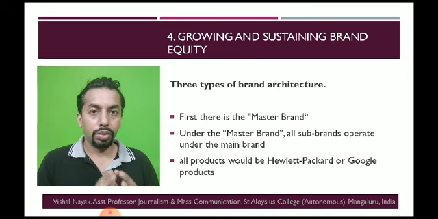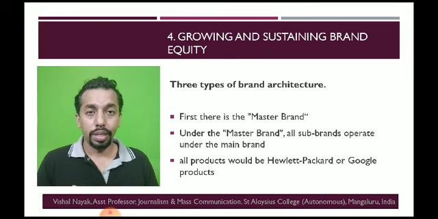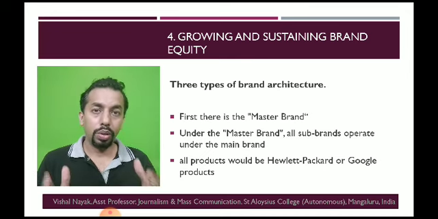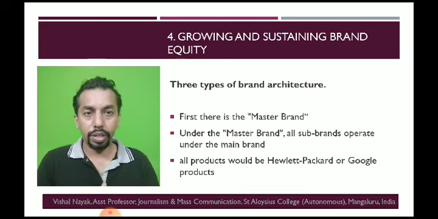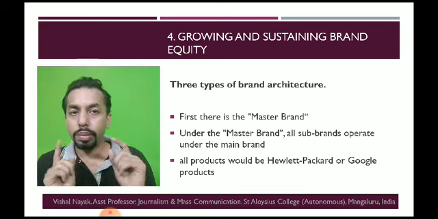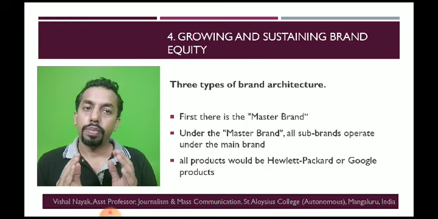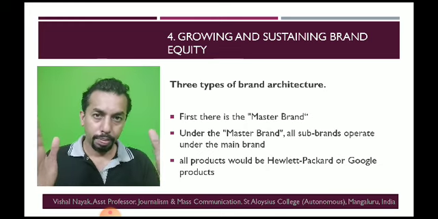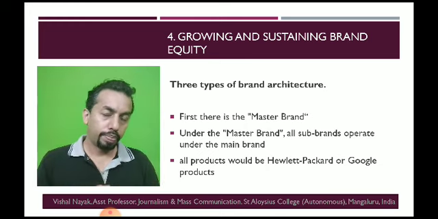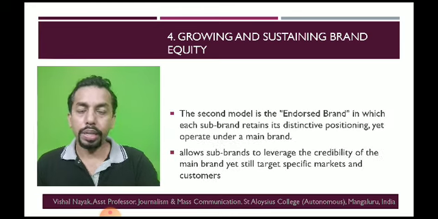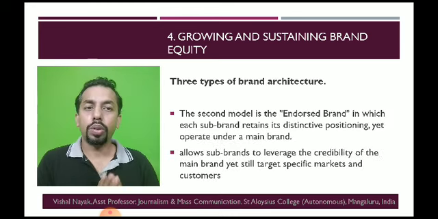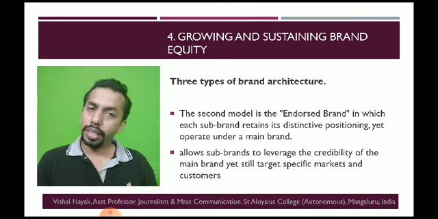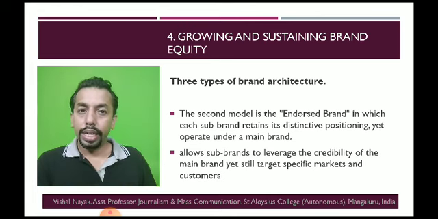So even though it's not branded like other products like Google Android, we know that Android belongs to Google. So that's the first brand, the master brand type of architecture. One main company which has many different sub brands. The second model is the endorsed brand, in which each sub brand retains distinctive positioning yet operates under a main brand.